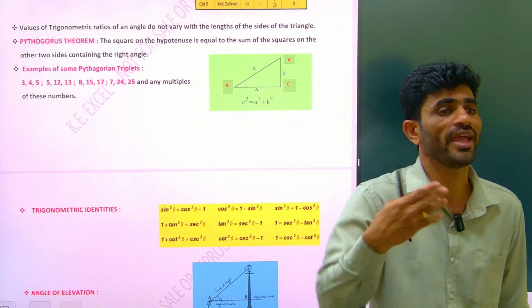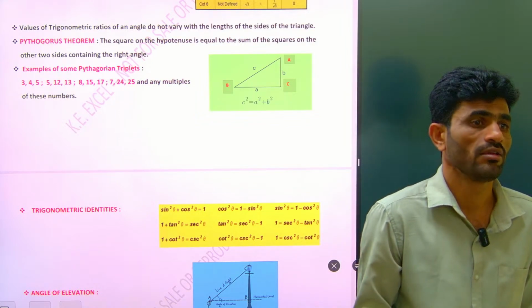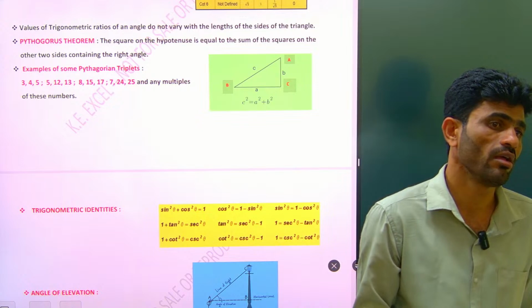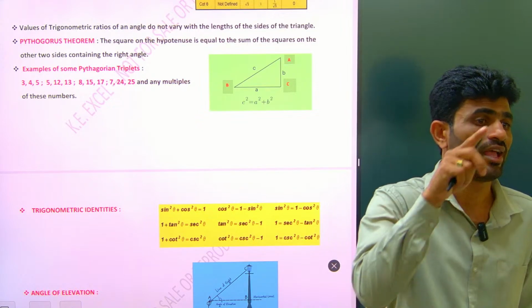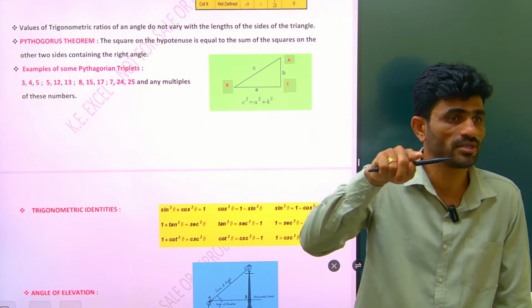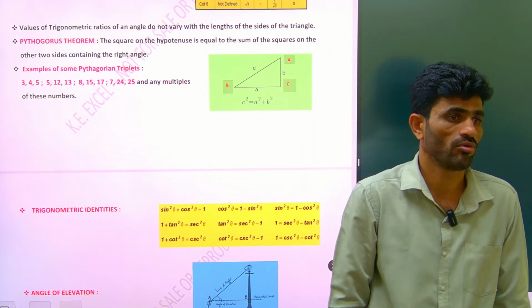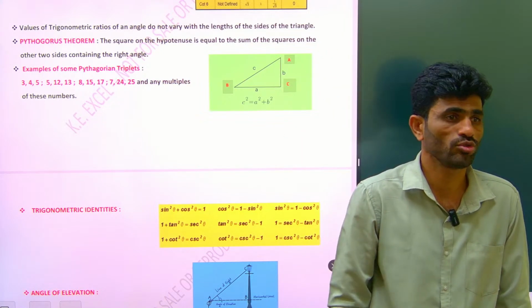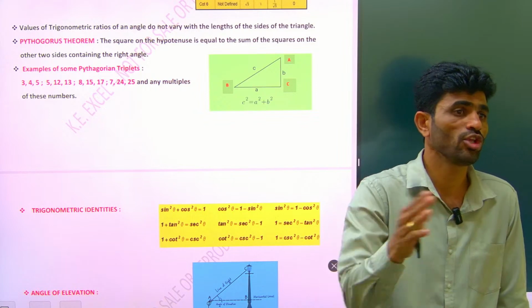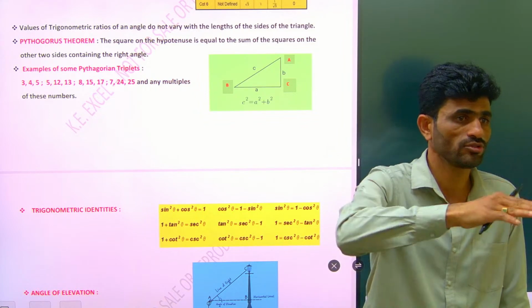In what ratio does the y-axis divide? The point is 0 comma y. In that case, m1 x2 plus m2 x1 by m1 plus m2 should be equal to 0. We get the ratio. Understand? K is to 1. We have to take it and then equate to that coordinate, x or y.